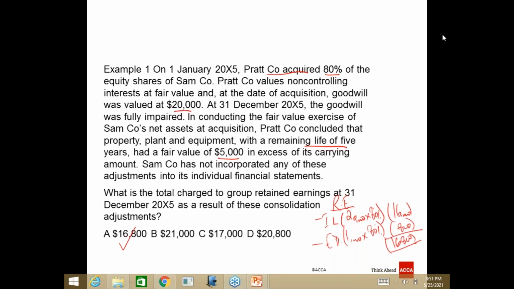ED means excess depreciation. It is the additional depreciation that you need to charge whenever there is an upward revaluation. Yeah, it is actually an expense, so it should be debit in the retained earnings.